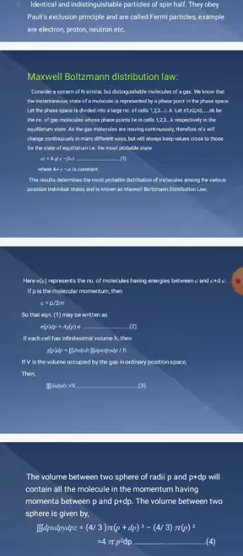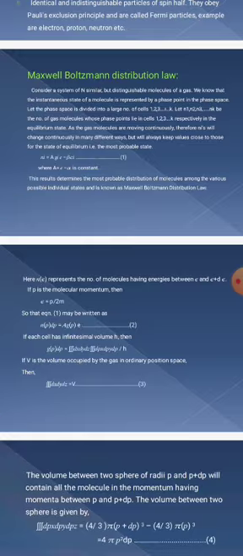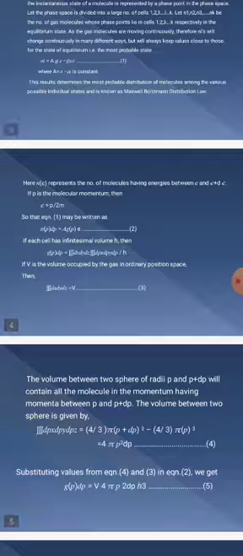Here the most probable state can be expressed in the form Ni equal to A gi e power minus beta Ei, where A, which is equal to e power minus alpha, is a constant. This result determines the most probable distribution of the molecules among the various possible individual states and is known as the Maxwell Boltzmann distribution law. Here N(E) represents the number of molecules having energies between E and E plus dE. If p is the molecular momentum, then E is equal to p squared by 2m.